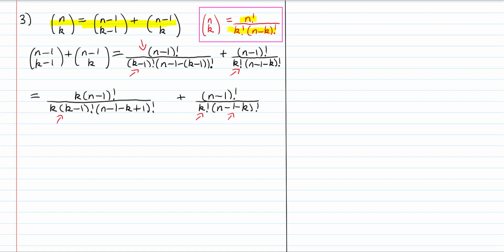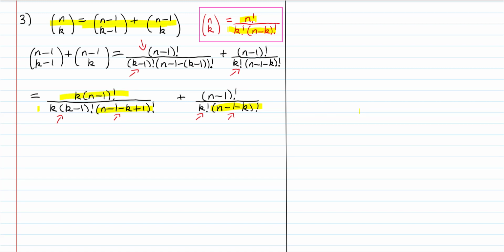And then if we look here, we've got (n-1-k)!, and this part here is (n-1-(k+1))!. So we can write this out as (n-1-k+1) times (n-1-k)!, and then we'll have this term here in common. So let's do that first.